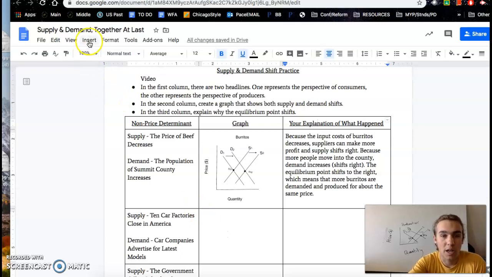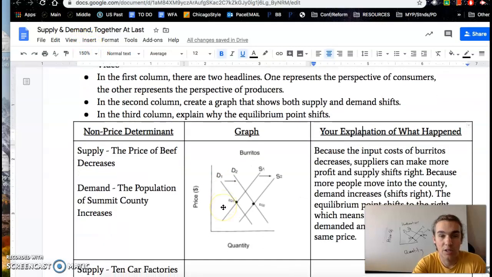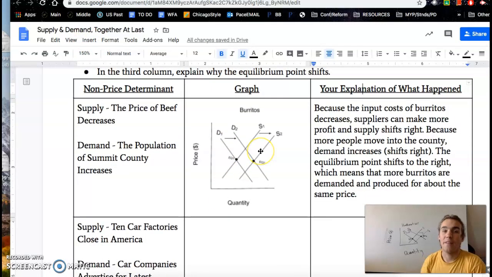In this first one, I've said that the price of beef has decreased. We're talking about burritos, and that's going to affect the supply of burritos. And the decrease in the price of beef is going to make the supply of burritos increase, because now producers will go, oh, we can make more money. So I drew that shift of the supply curve to the right.